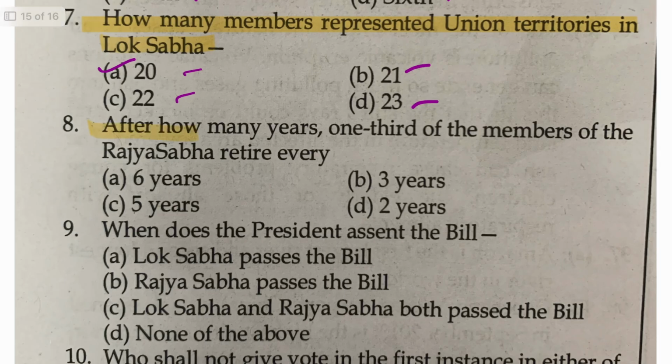Question number 8. After how many years does one-third of the members of the Rajya Sabha retire? Every 6 years, 3 years, 5 years, 2 years? The answer is D. 2 years. Rajya Sabha is a permanent house and is not subject to dissolution. One third of the members of Rajya Sabha retire after every second year. A member who is elected serves a full term of 6 years.